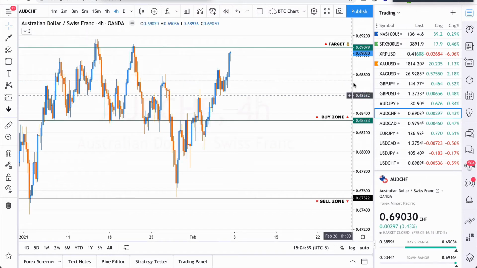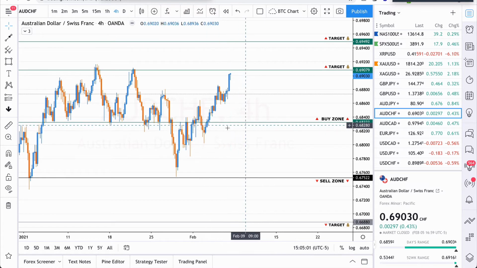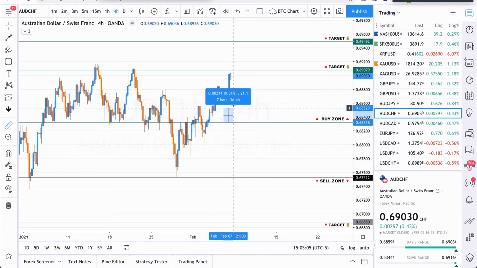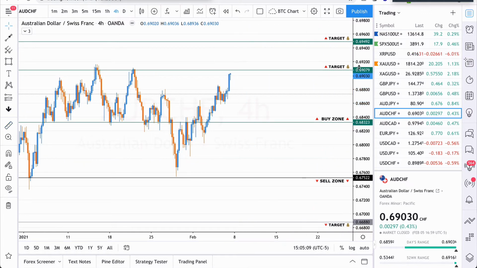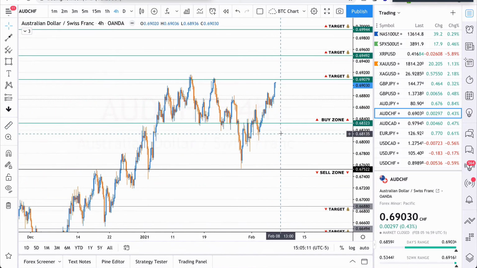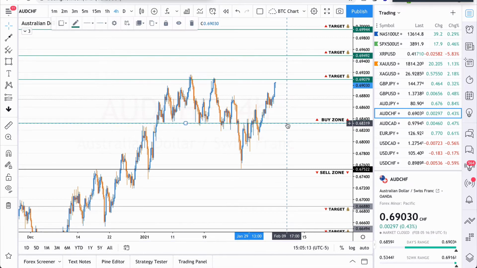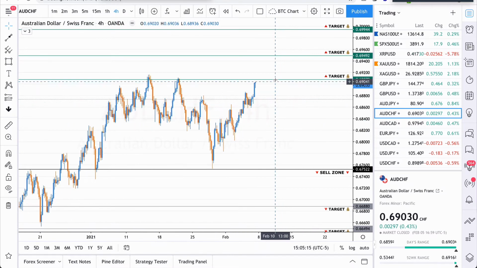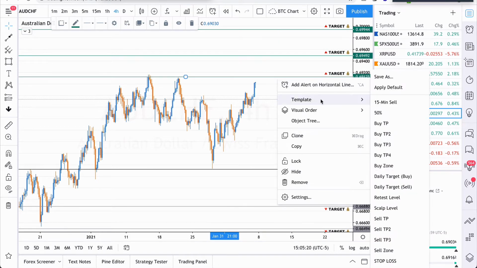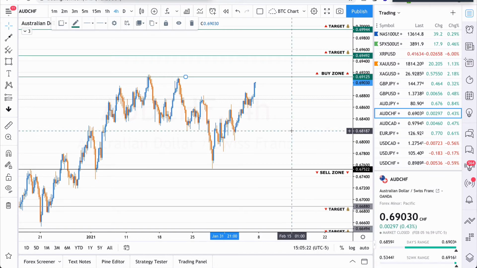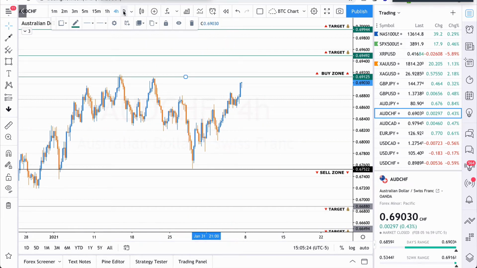AUD CHF, I was about to say, should be similar. Look at that. There's the buy. 70 pips in profit. Stop sleeping on the Sunday setups. This is your new buy zone right here. Let's see what it's doing though.